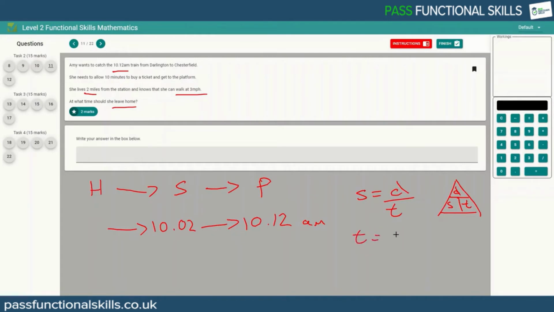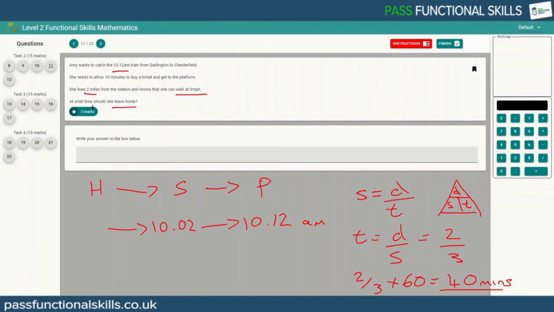So we have time is equal to distance over speed, which from the information given in the question is 2 miles over 3 miles per hour. So this is 2/3, and that's 2/3 of an hour that it'll take her to walk. To work out that time frame, we multiply it by 60, as there are 60 minutes in an hour. So that comes to 40 minutes. It'll take her 40 minutes when she leaves her house to walk to the station.